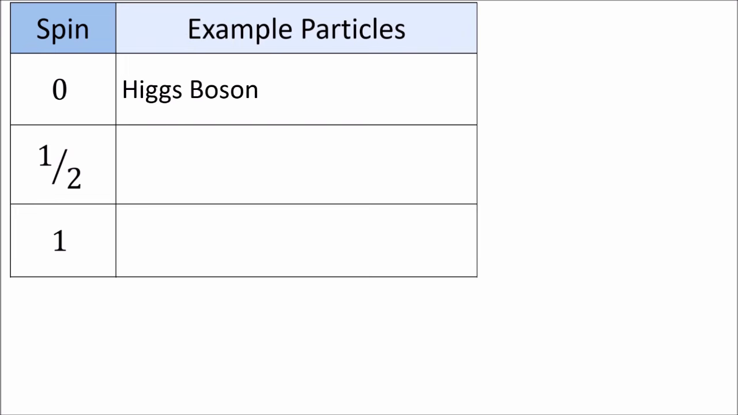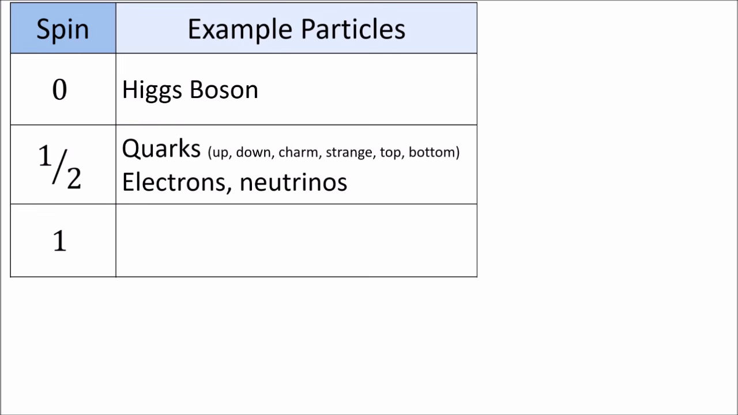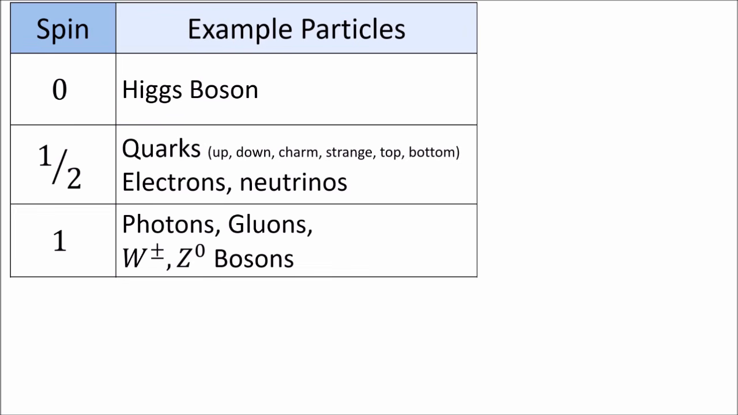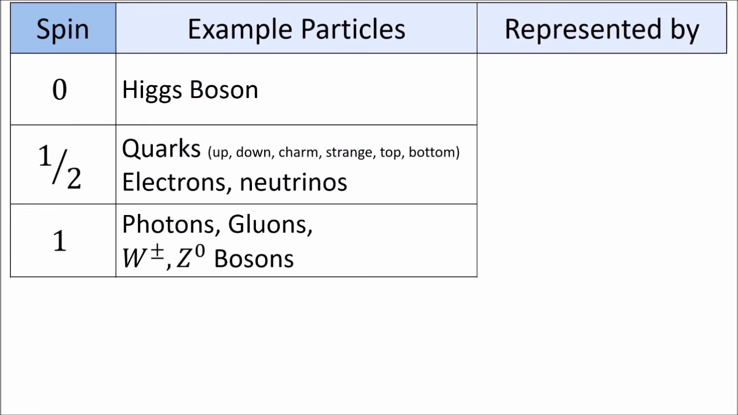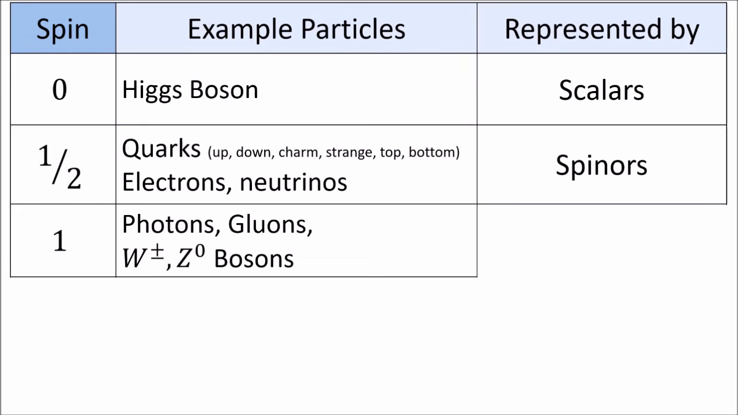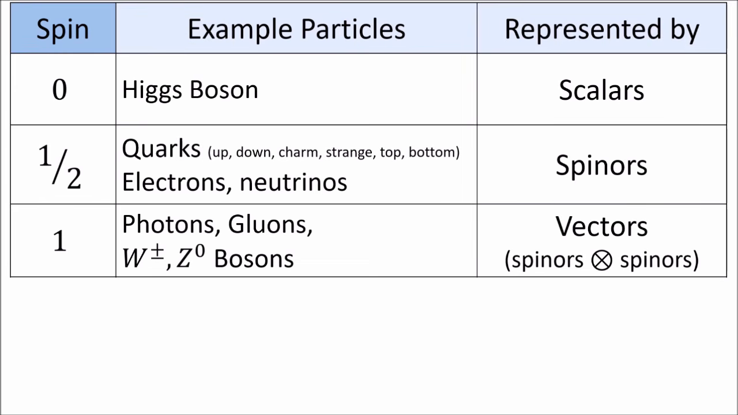For spin 0, we have the Higgs boson. For spin 1/2, we have the matter-type particles like quarks, electrons, and neutrinos. And for spin 1, we have force-carrying particles like photons, gluons, and the W and Z bosons. The value of a particle's spin determines how we describe it in a mathematical equation. Spin 0 particles are represented by scalars. Spin 1/2 particles are represented by spinors, and spin 1 particles are represented by vectors.